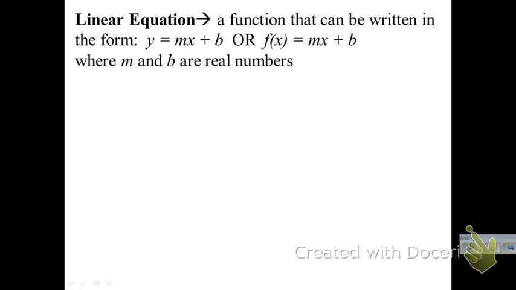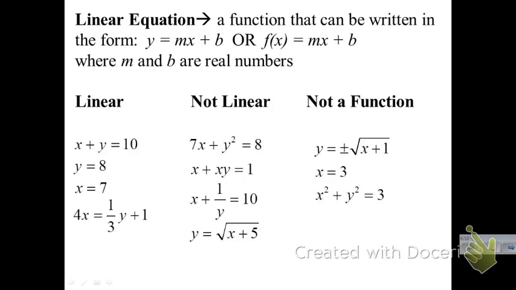A linear equation is a function that can be written in the form of y equals mx plus b, or this is what we call function notation, which reads f of x equals mx plus b, where m and b are real numbers. So I have a bunch of examples of linear and not linear. As we look at linear, this is what I try to show kids. If you have an exponent and all of these exponents are 1, you're most likely going to get something linear.